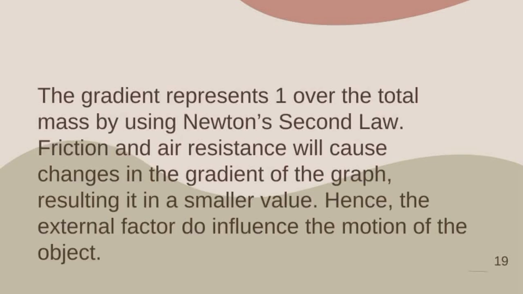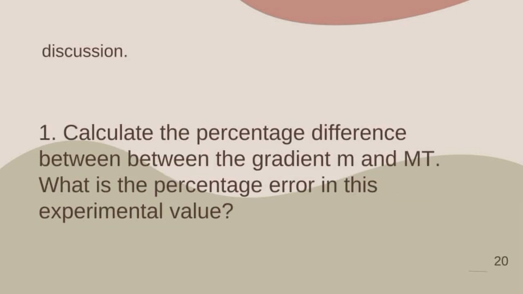Relationship between the gradient m from the graph and the total mass mt is that the gradient represents 1 over the total mass. By using Newton's second law, friction and air resistance will cause changes in the gradient of the graph, resulting in a smaller value. Hence, the external force does influence the motion of the object.